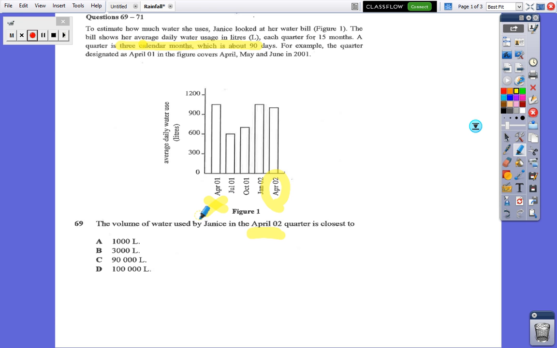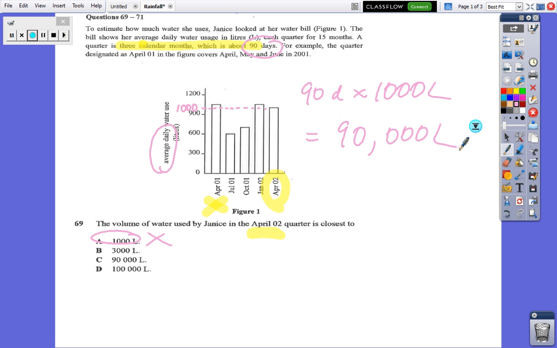So if you have a look at the diagram and come across. So that roughly is about 1,000, but the important thing is this is not 1,000 for the whole time, it's 1,000 for each day. So answer A is the distractor that's trying to suck you in, and that would be the one that most people will probably put as the wrong answer. But it says up here, we've got 90 days, and each day is 1,000 litres approximately, so 90 times 1,000 is 90,000 litres. And so the first answer, hopefully you got, was C.